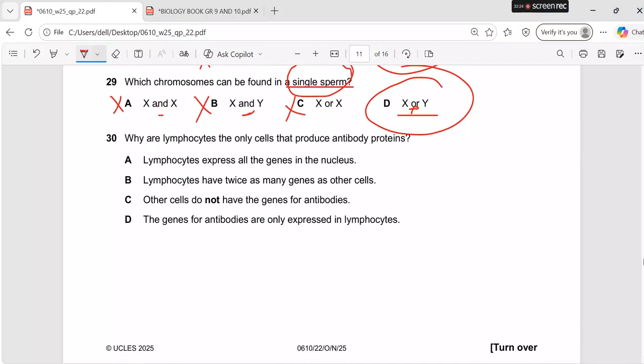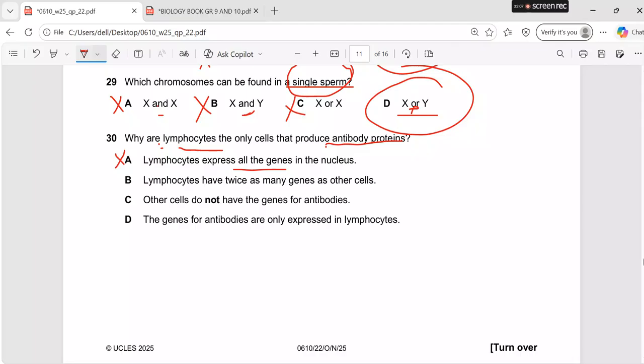Number 30. Why are lymphocytes, white blood cells, the only cells that produce antibody proteins? Okay, lymphocytes, B and T cells. Why are they the only cells producing antibodies in our blood? So A, B, C, D. We have to be very careful. Lymphocytes express all the genes in the nucleus, do you think? No. All the genes cannot be expressed by a single cell.